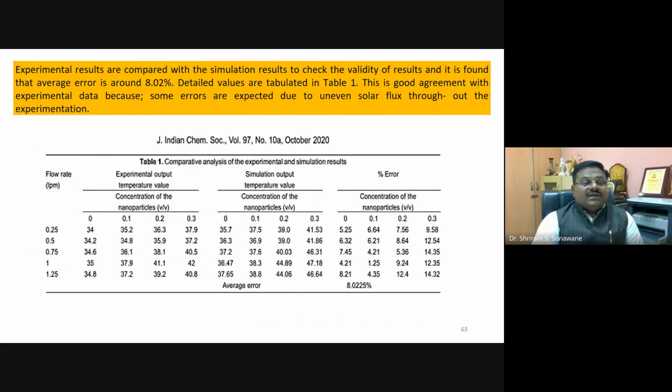So experimental results are compared with the simulation results to check the validity of results, and it is found that the average error is around 8.2. Detailed values are tabulated in this particular one. This is good agreement with the experimental data because some errors are expected due to uneven solar flux.